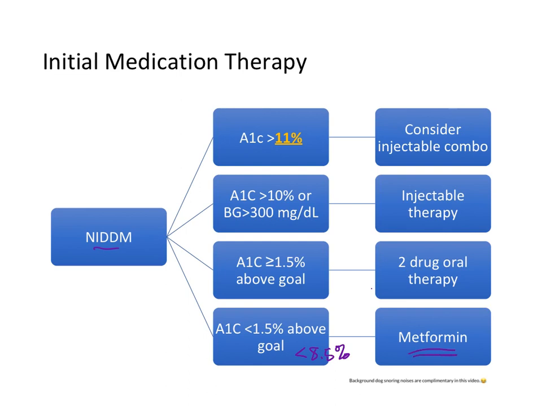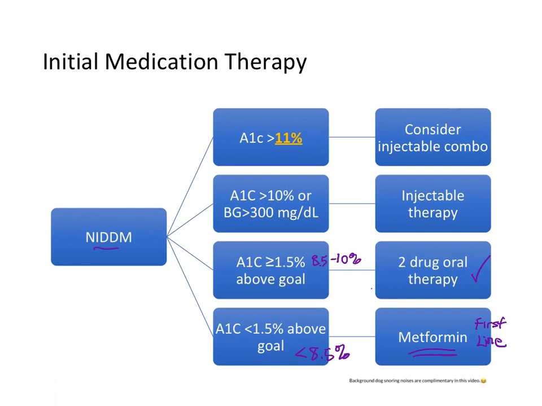Metformin is the first-line drug of choice for patients who have less than 1.5% to reduce their A1C to goal. If you have a patient whose A1C is about 1.5 or above that, but below 10%, then our starting gate is 2-drug oral therapy.